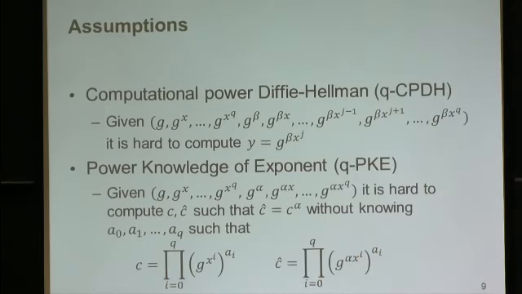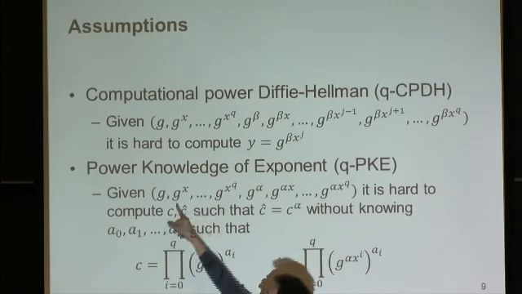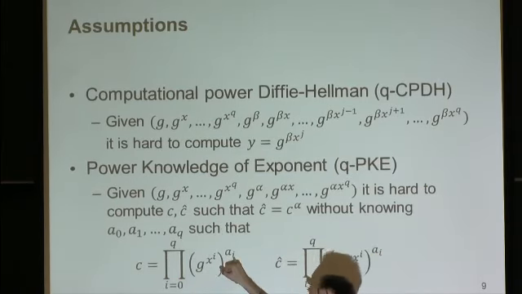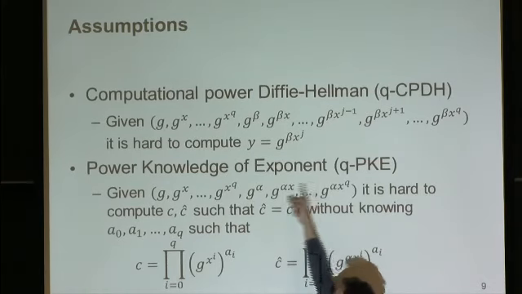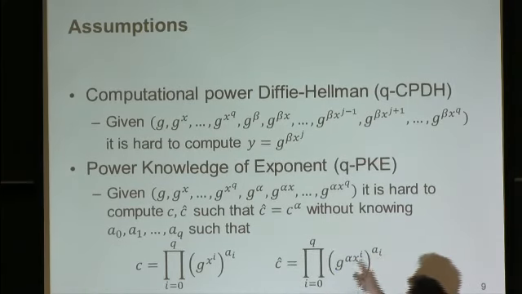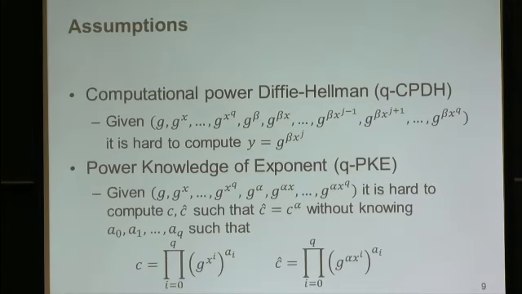So the assumption is that if the adversary computes c and c^α, it's because the adversary actually knows some values a_0, a_1 up to a_q, and it simply computed c as these powers of x raised to the a_i's, and over here it took the g^α and powers of x and raised those to the a_i's.